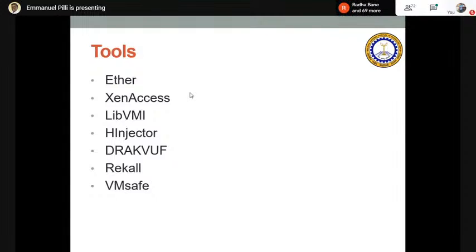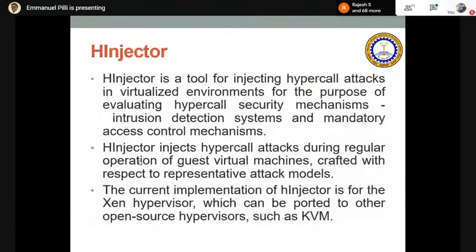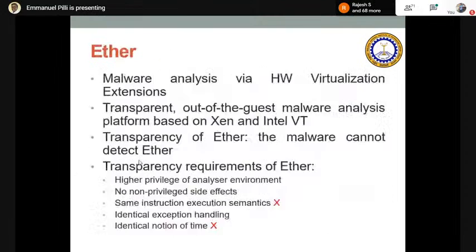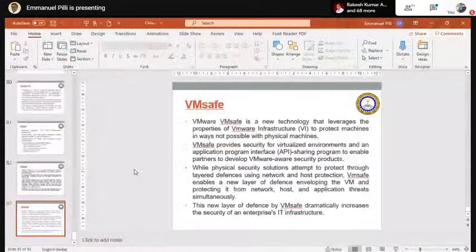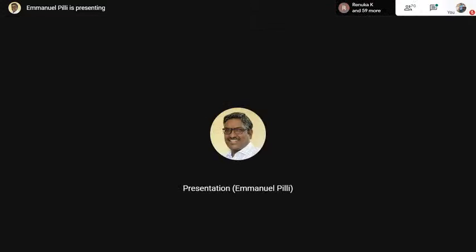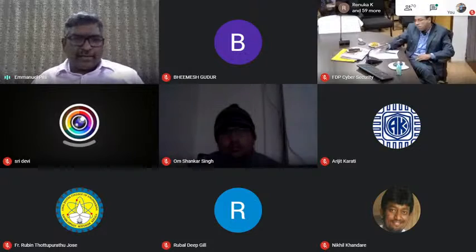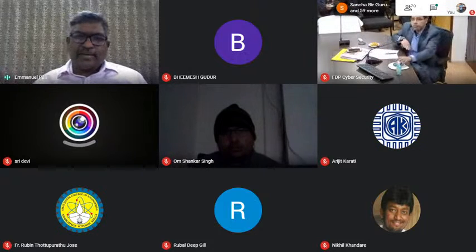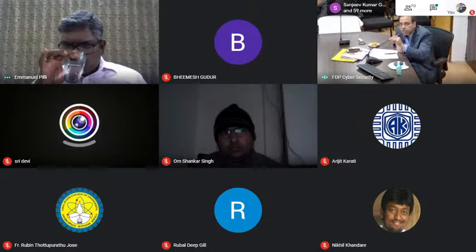So there are other tools which we have used also. Some of these tools, I will share the slides so you can look at these. NAccess, libVMI, I have discussed, Ether and H injector. Some of them are papers, and some of them are tools, so you can try to look at that, right? I will share the slides through Dr. Sangram. If there are any questions, I'll be happy to answer. Any questions from participants?